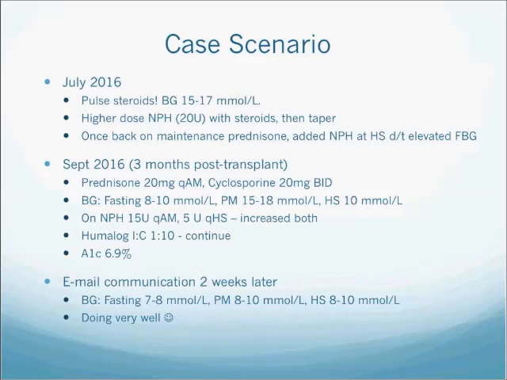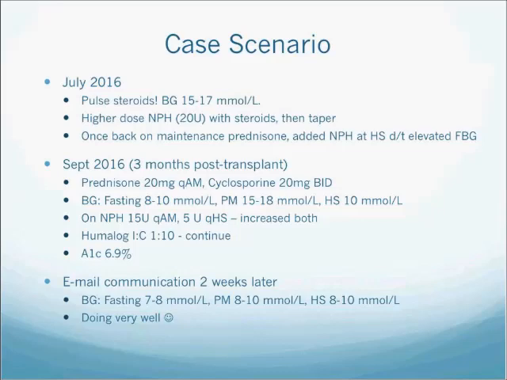In September, at her 3 months post-transplant assessment, when she was in Toronto and we saw her, her prednisone was 20 milligrams in the morning and her cyclosporin dose was 20 milligrams twice daily. Her fasting blood sugars were 8 to 10, so still above target, and her evening were 15 to 18, and her HS before bed blood sugars were 10 usually.